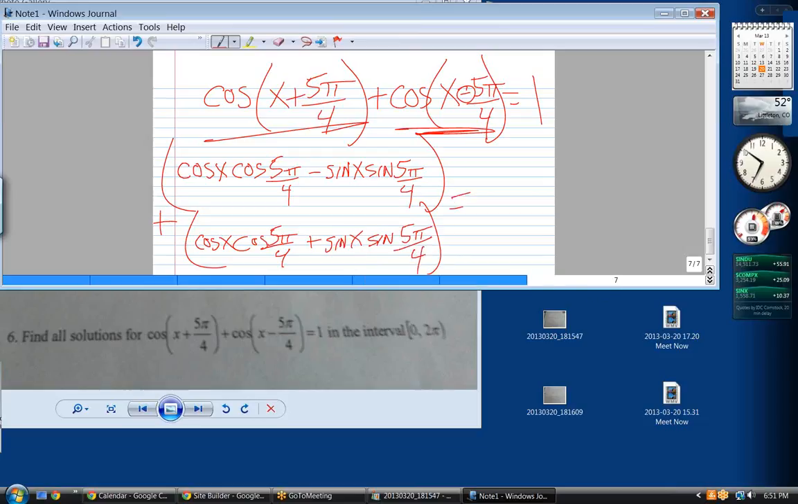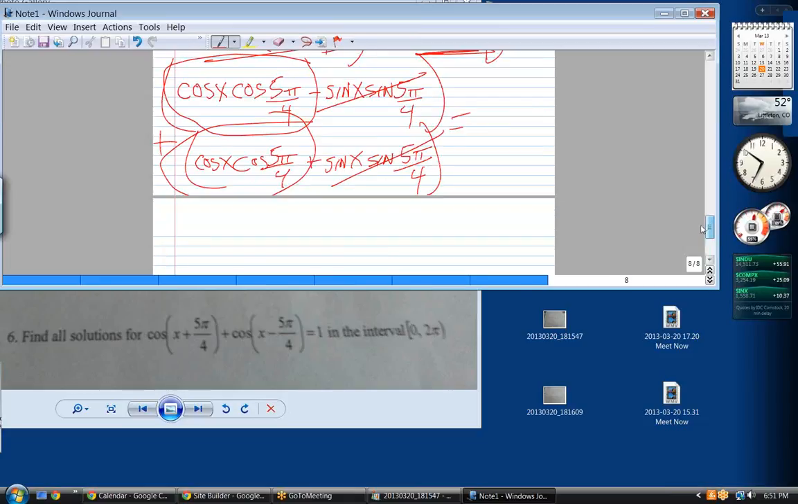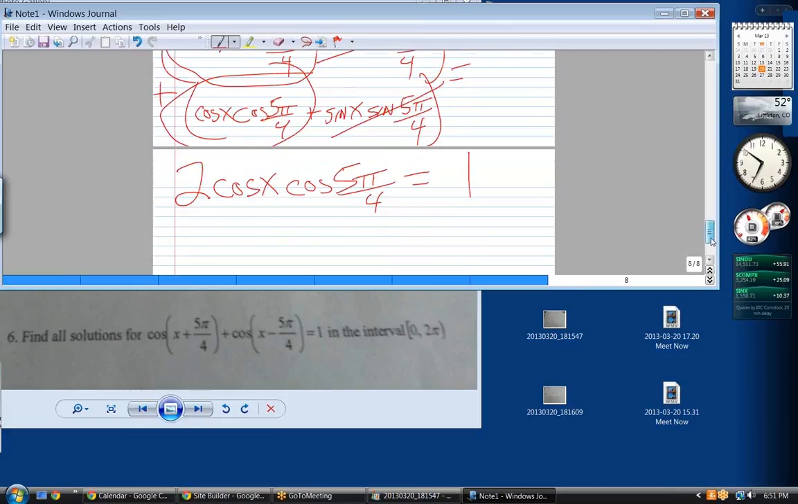And if we add those together, you'll notice that this part crosses out with that part. They're the same thing. One is minus, one is plus. So now we have this plus this. Okay, well we can solve that. That is 2 of those: 2 cosine x, cosine 5 pi over 4. And the equation is that it's equal to 1. So now we're well on our way.